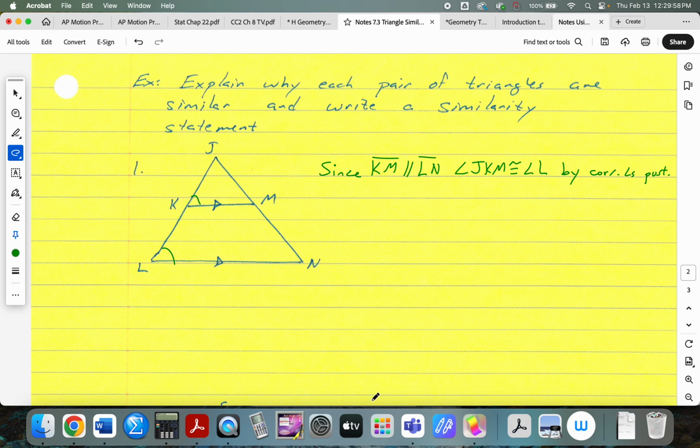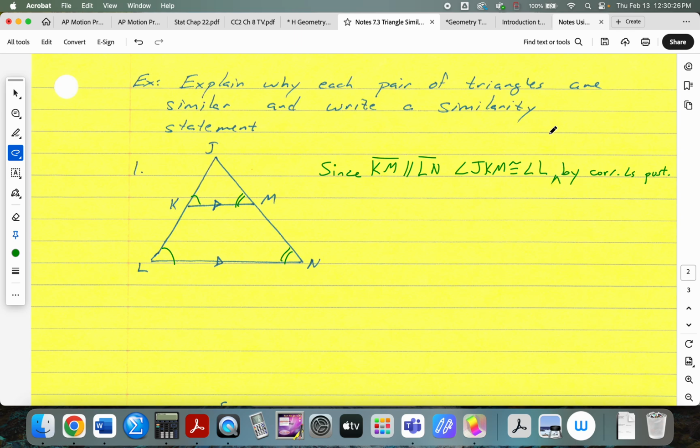Well, that's one pair of angles, but that's not enough. I need two. I could do the corresponding angles over here, right? Or angle J and angle J. Isn't it the same angle J in both of them? You could do either one.